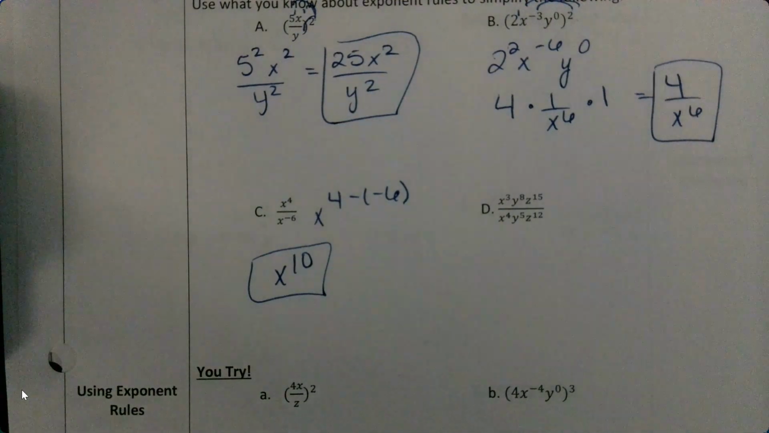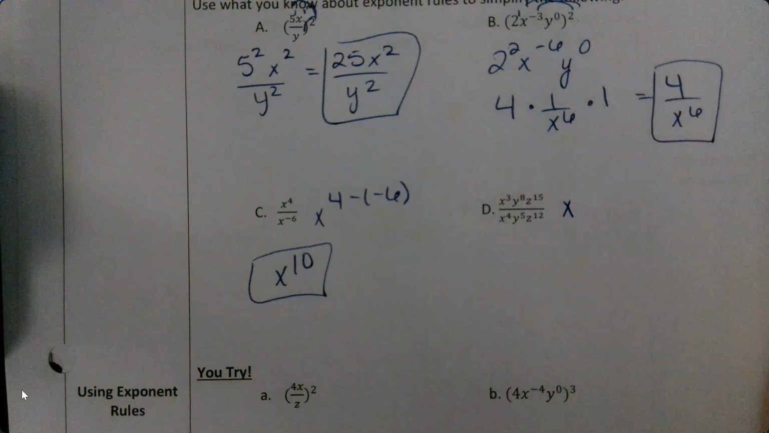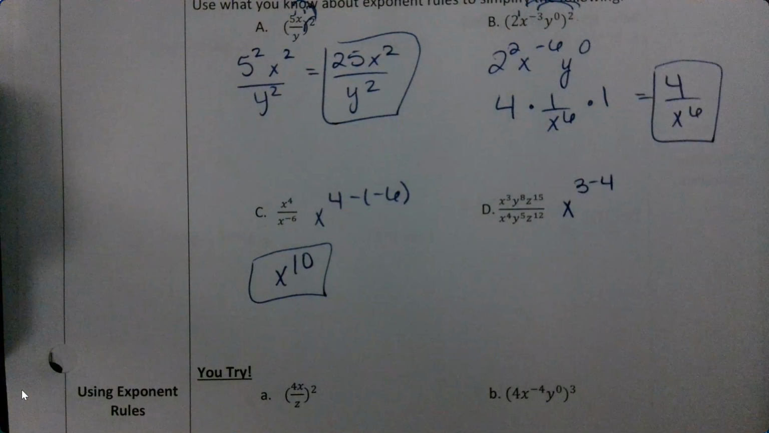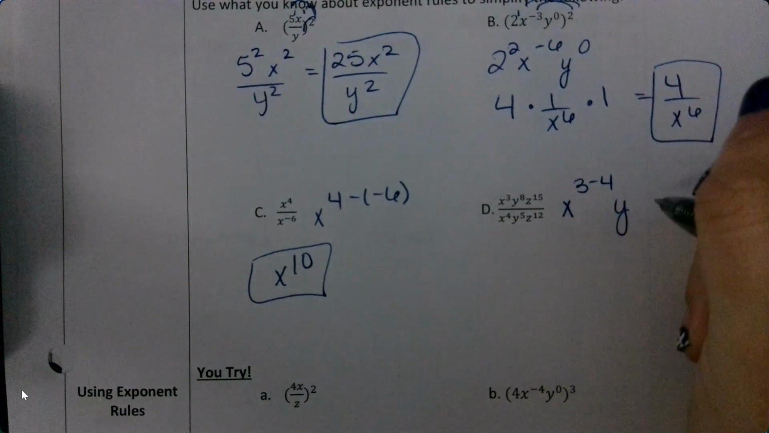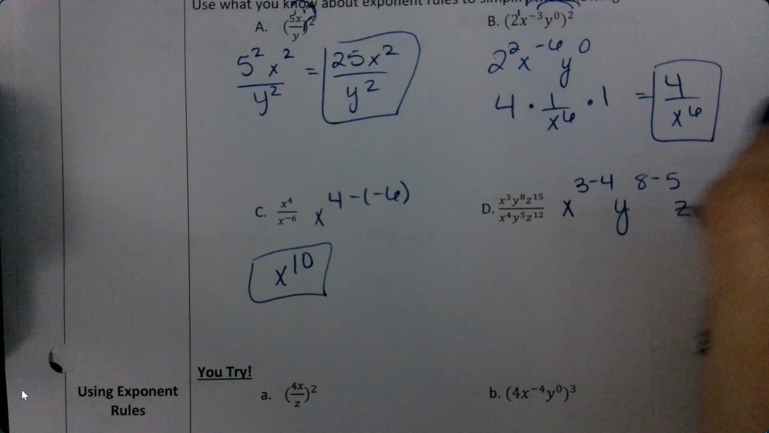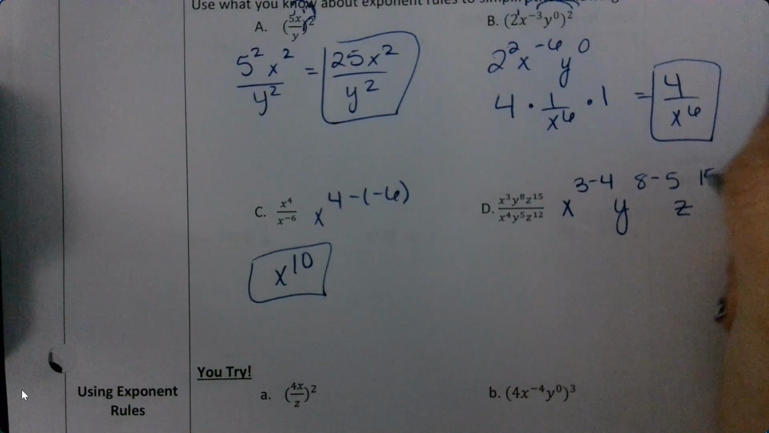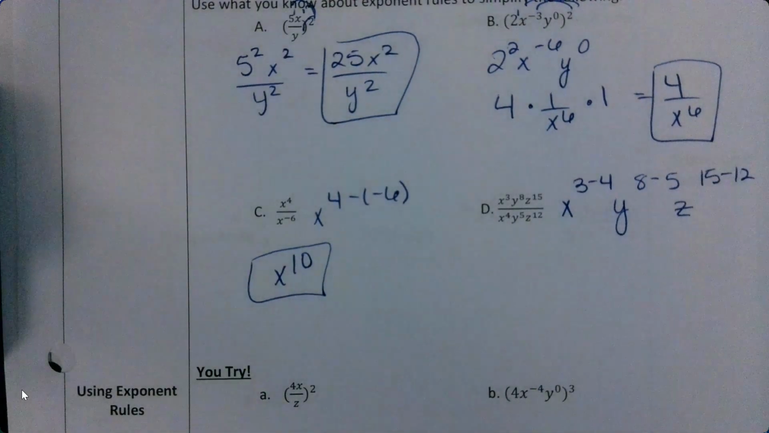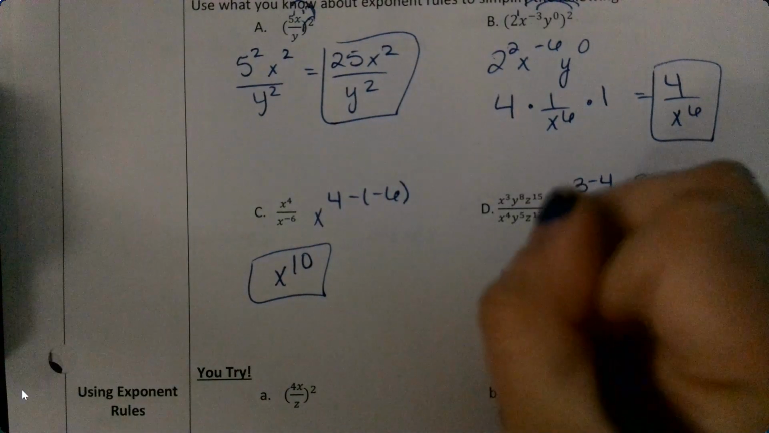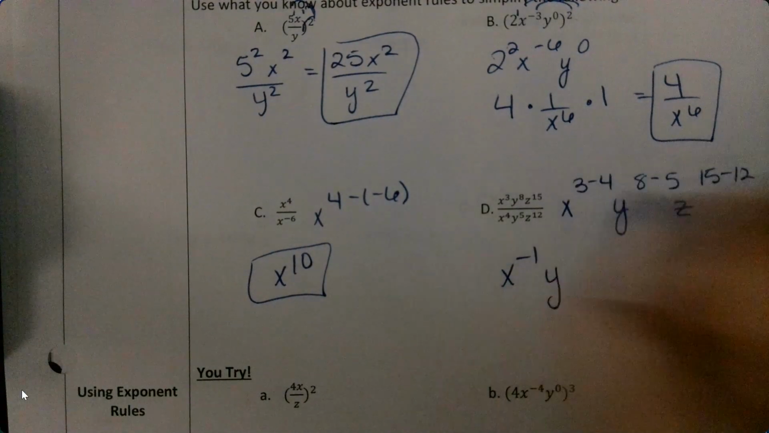So same idea on D. I'm going to take each of my letters and then subtract. So X, on the top it's a 3, so I'm going to subtract 4. For my Y, on the top it's an 8, and then I'm going to subtract the 5. And then my Z on the top is 15, and I'm going to subtract 12. So, what do I get? Negative 1, and then what did you say, Drew?